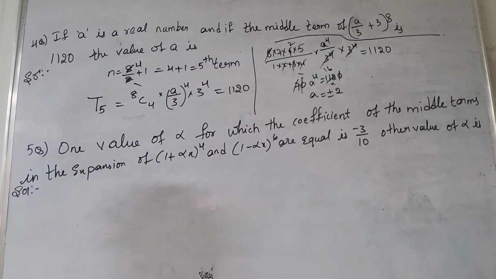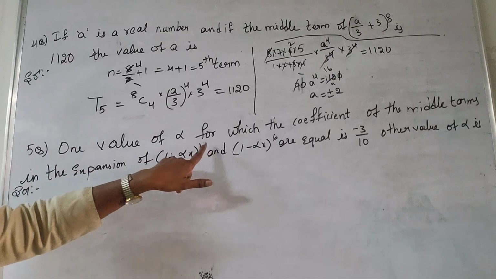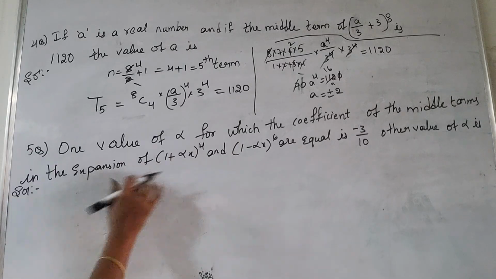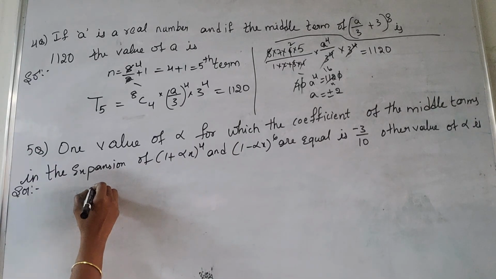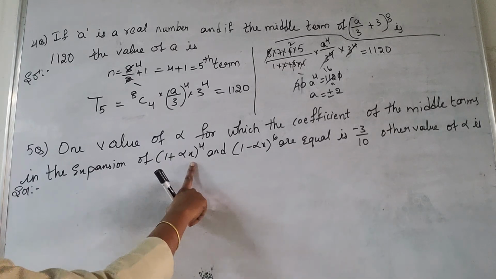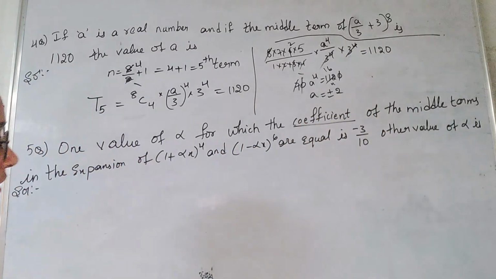So okay, we are going to do the expansion of (1 plus alpha) power of 4 and (1 minus alpha) power of 6. The middle term of this is what here? If it is even, then r will be 2, okay. Third term, but r will be 2, right. So I'll directly write the middle term of it. The coefficient only they are asking, so I'm going to remove x because it is only the coefficient, okay.